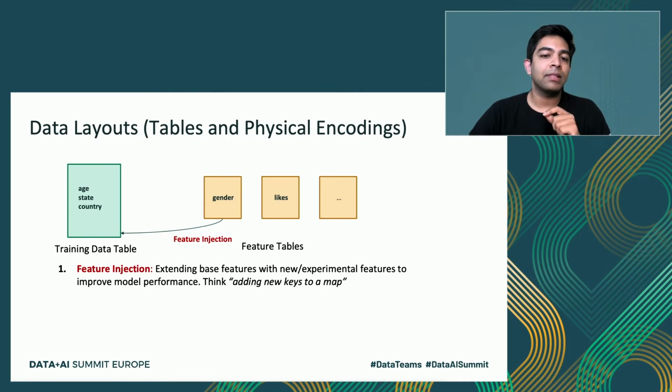In this example, let's say we have an ML engineer that decides to experiment with the impact of using the gender of the user for ad placement. In order to do this, we need to effectively join the gender table with the training table and update the feature map to include this gender information. So one way to intuitively think about this operation is that you are now adding new keys to this map in the training table.